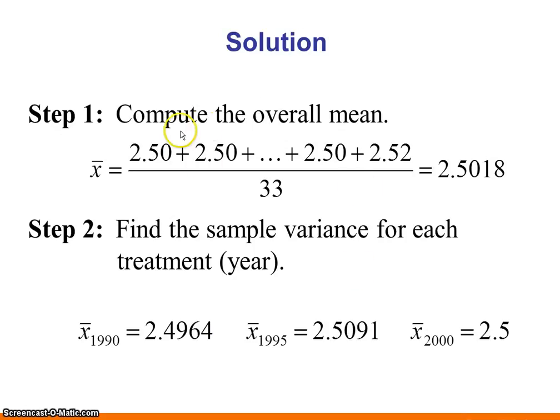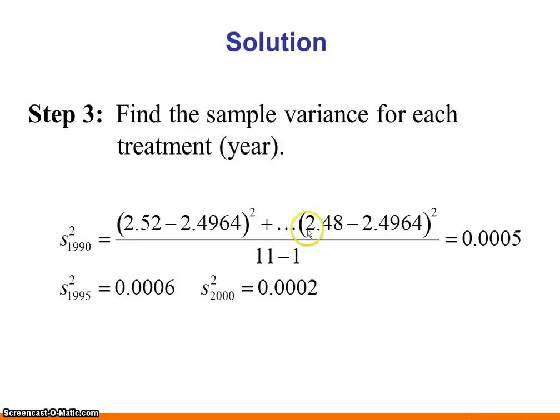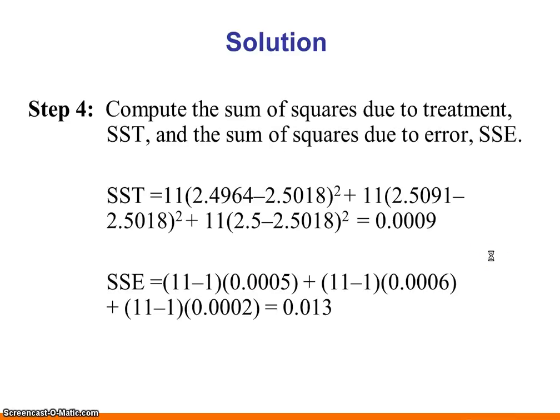So compute the overall mean. So take all the data in your sample and compute the mean of that. So we had a total of 33 pennies. And then find the sample variance for each treatment, right, for each year in this case. So again, I'm not going to work out that exactly, but here's the mean for each one. And then you'll have to calculate the standard deviation from that. So again, you can see this is a lot of work if you're going to do this by hand. And then compute the sum of the squares due to treatment, the SST, and the sum of squares due to error. So again, that's given by that.